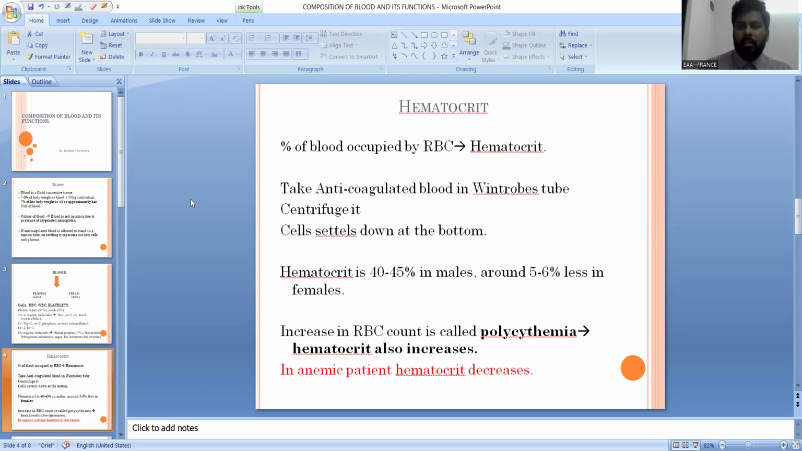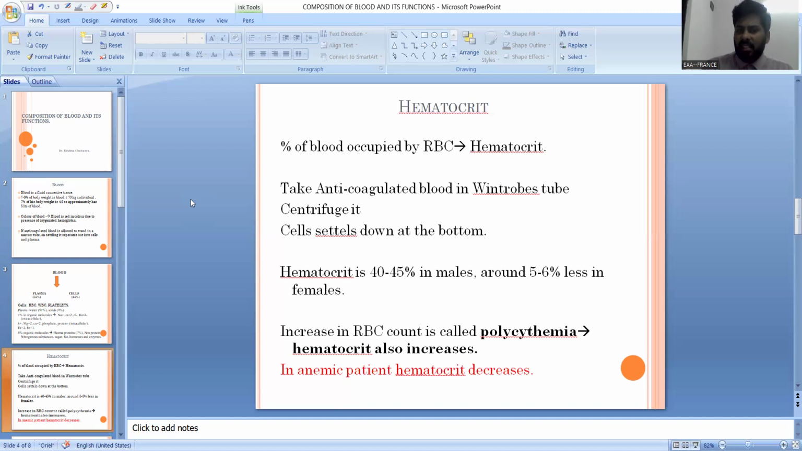Here is what we will be able to see, a word known as hematocrit. What do you mean by hematocrit? Hematocrit is nothing but the percentage of the blood occupied by RBCs, right? So how to test for hematocrit? If you want to test my hematocrit, take the anticoagulated blood in a Wintrobe's tube. Wintrobe's tube is nothing but a small kind of test tube, which I'll be showing you in the image, and then proceed with centrifugation.